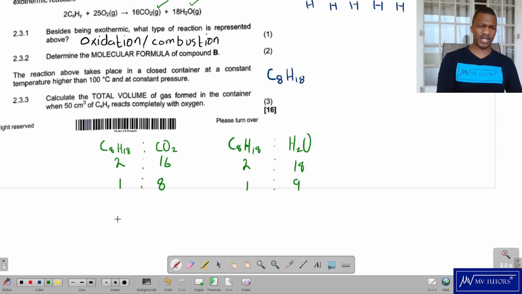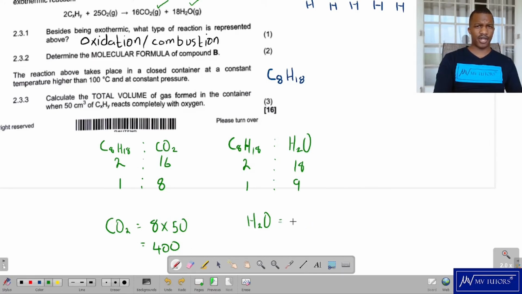It helps me to say, for the total, I'm just going to cross multiply because I'm looking for the volume for CO2. It's simply going to be 8 times 50, and 8 times 50 is 400. And then for H2O, it's simply going to be 8 times, no, not 8.